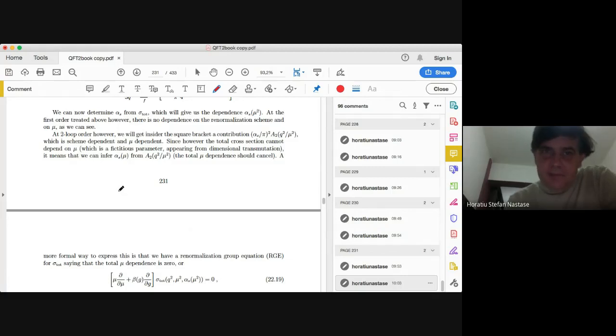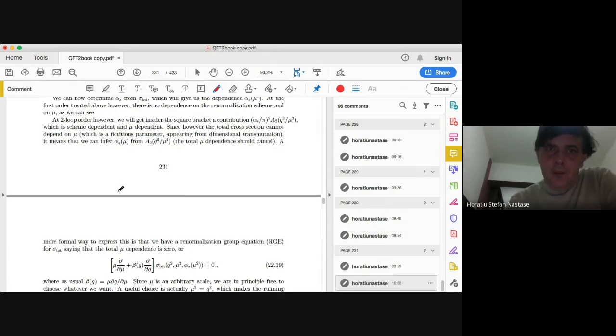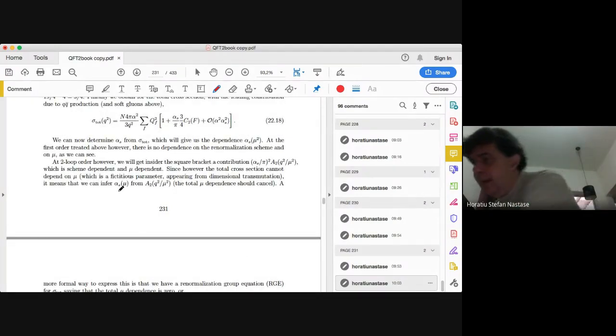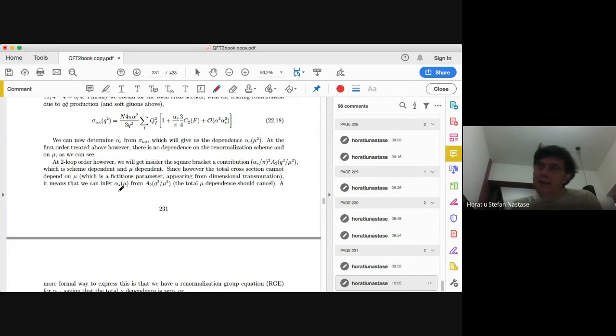Renormalization scheme dependent. But now we remember that the total cross-section is a physical object. It's something that we actually measure. So it cannot be dependent on either the renormalization scheme or the arbitrary dimensional transmutation scale mu, right? So the only possibility then is that there is a combined dependence.